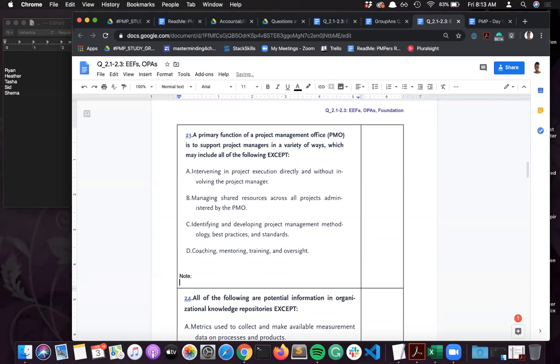A primary function of a project management office is to support project managers in a variety of ways, which may include all of the following except A, intervening in project execution directly and without involving the project manager. B, managing shared resources across all projects administered by the PMO. C, identifying and developing project management methodology, best practices and standards. D, coaching, mentoring, training, and oversight. I think the answer is A. Yeah, I was also gonna say the same. Yes, A.